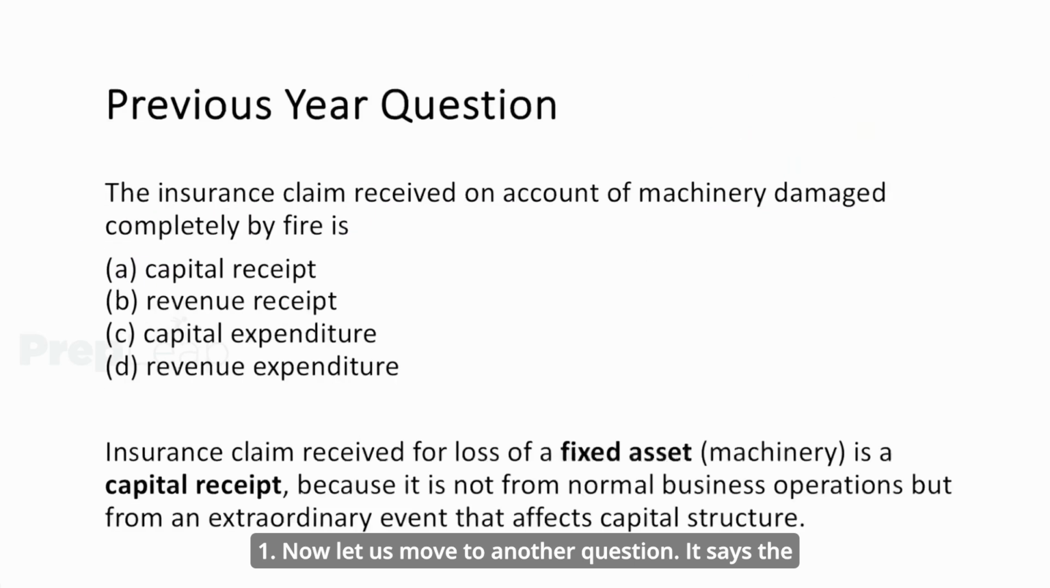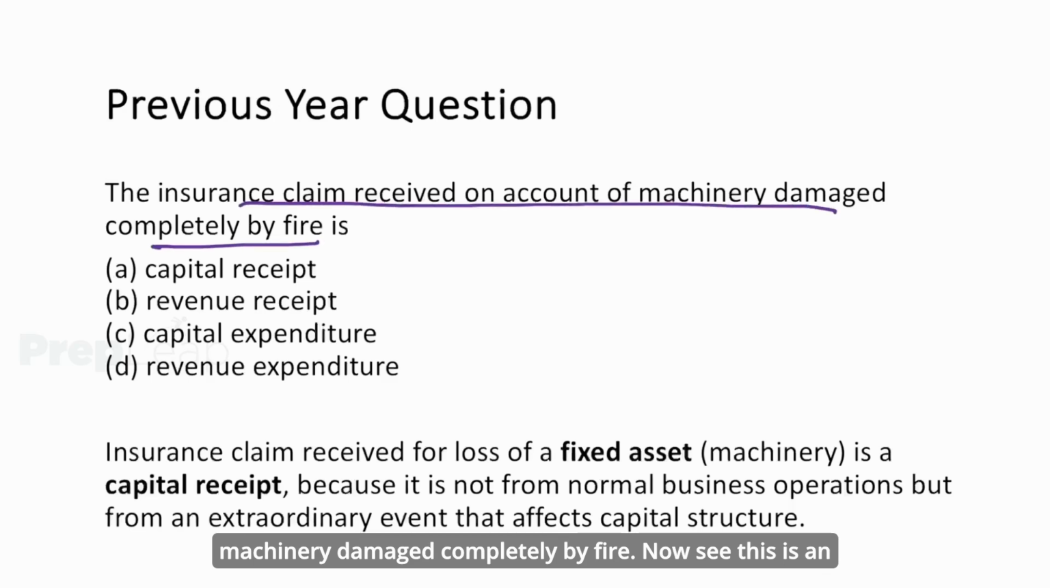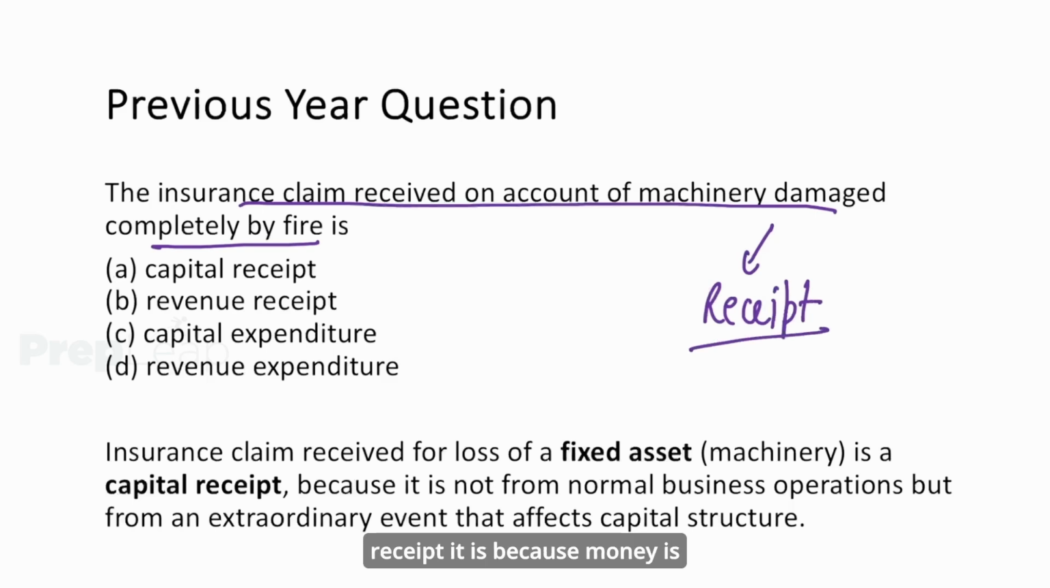Now let us move to another question. It says the insurance claim received on account of machinery damaged completely by fire. Now see, this is an insurance claim. This money has been received. So what has been received is a receipt. And what kind of receipt is this? Because money is being received for it, it's a receipt. So these two options automatically go out. So whether it's a capital receipt or a revenue receipt.